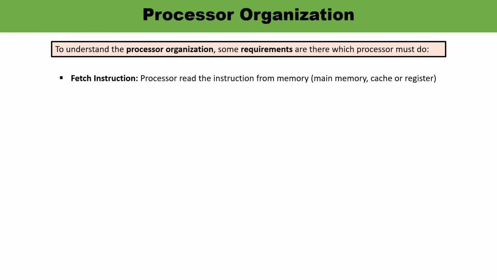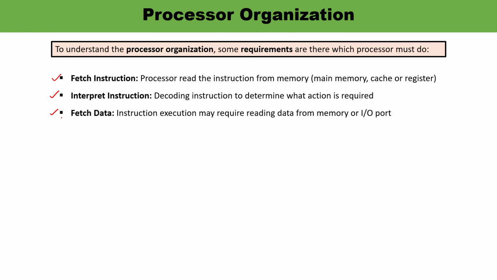First is fetch instruction. It means the processor must read the instruction. The processor must acquire the instruction, and the instruction may be available in the main memory, the cache, or in the register itself. Next is interpret instruction. Interpretation means decoding the instruction. Decoding is required to understand which kind of action is required, what particular task is to be done by the processor.